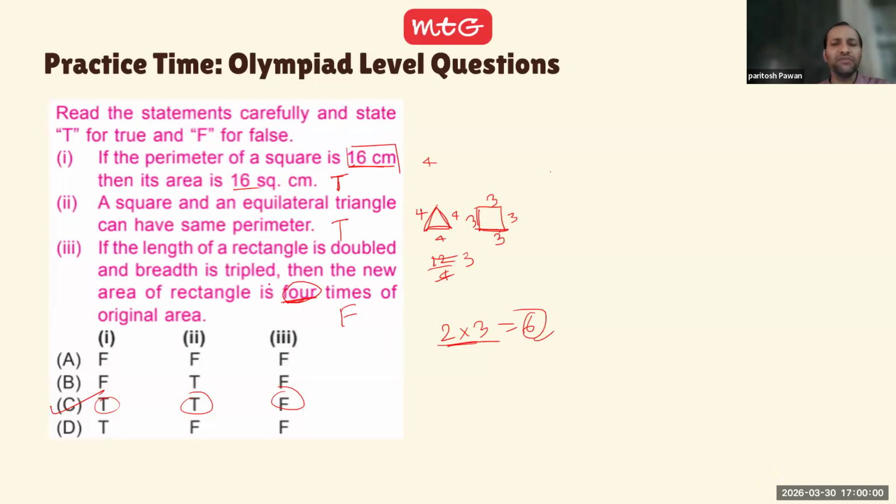For the second one, if we take an example, the side of the equilateral triangle is 4. So the perimeter will be 4 plus 4 plus 4, 12. And the side of the square we have considered 3, so its perimeter will be 3 into 4, that also is 12. So it is true. It says that a square and an equilateral triangle can have the same perimeter. Yes, it can. So it is true. Okay.